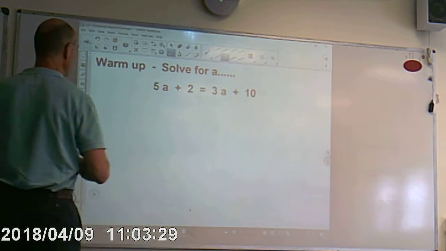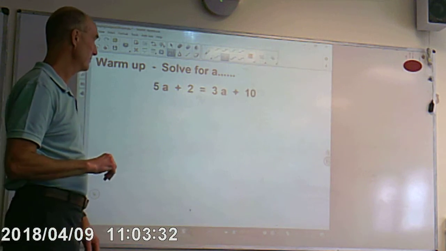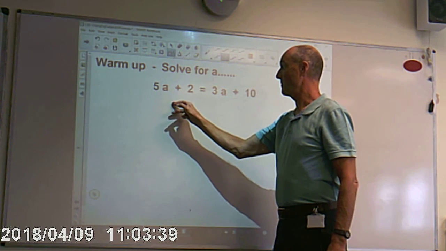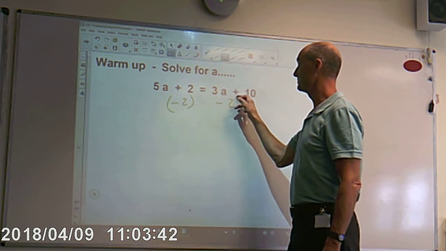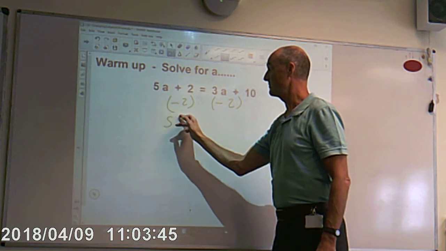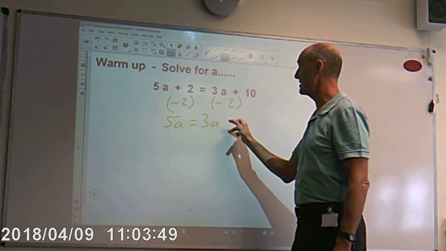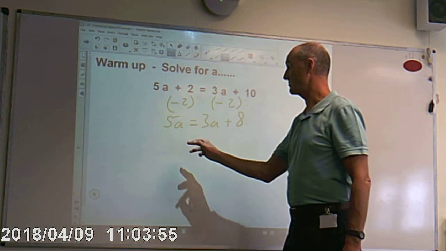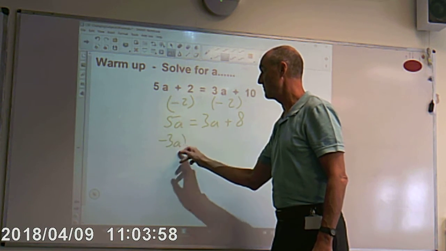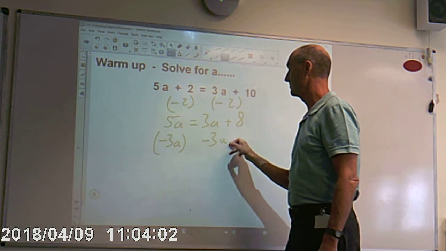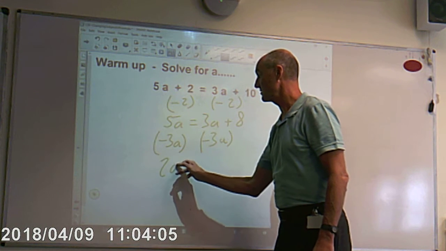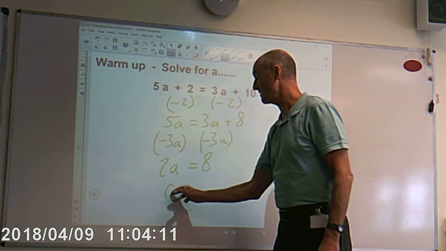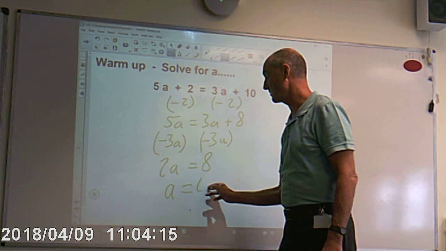for that variable a. Slightly more complicated equation to solve. We want to get the a on its own again. We start off by subtracting 2 from both sides. So on the left hand side we're left with 5a, on the right hand side we're left with our 3a plus 8. But we've got a's on both sides, so now we subtract 3a from both sides. That leaves me with 2a on the left hand side, and that leaves me with just 8 on the right hand side. Divide both sides by 2, and we get a value for a, because we've got a on its own. A equals 4.